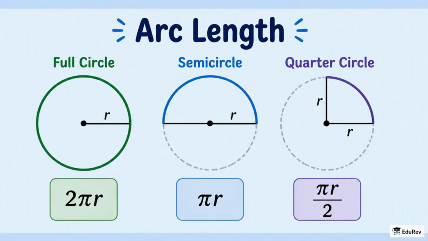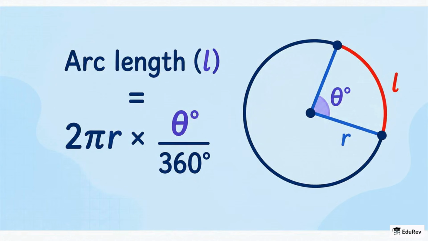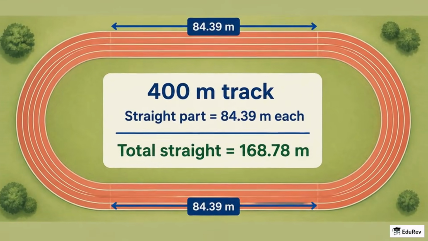A full circle has length 2πr. A semicircle has length πr. And a quarter circle has length πr by 2. For a general arc with central angle theta degrees, arc length L equals 2πr times theta degrees by 360 degrees. Here is a real example from athletics.